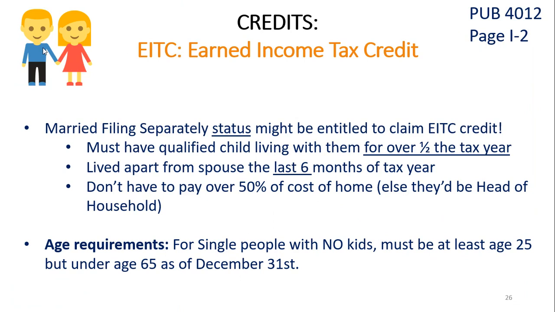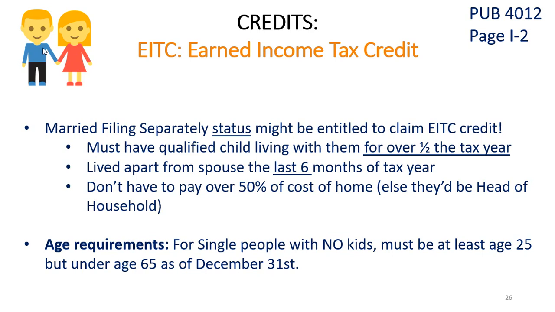Number one, they have to have a qualifying child living with them for more than half the year. They have to have lived apart from their spouse the last 6 months of the year. So before July 1st, they had to have been separated from their spouse, not spend one night together. They do not need to pay over 50% of the cost of the home, so they could be living in someone else's house. They don't have to be at a household. But they cannot be living with their spouse the last 6 months of the year in order to get this credit if they're married.